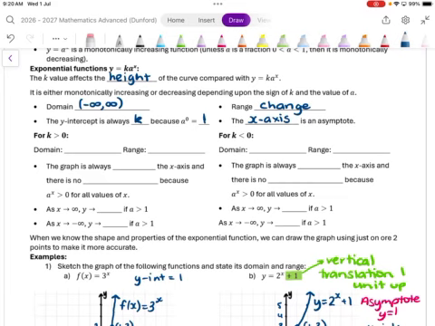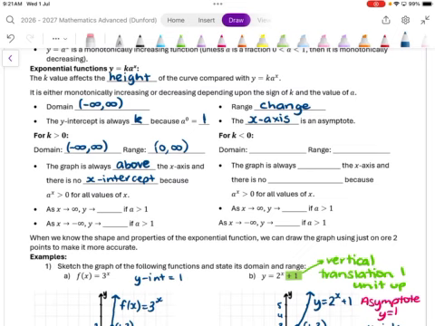Now, when we have k greater than 0, so when k is positive, our domain is going to be negative infinity to infinity, and our range will be that the function is above our x-axis. So our range will be 0 to infinity. So when k is greater than 0, the graph is always above the x-axis and there is no x-intercept, because a to the power of x is greater than 0 for all values of x.